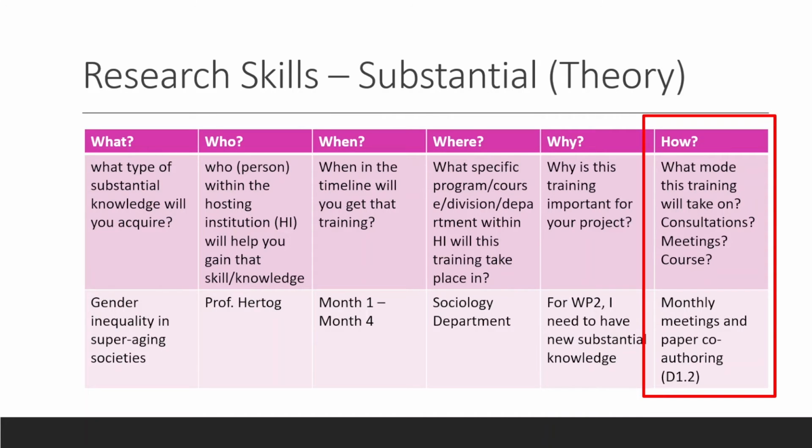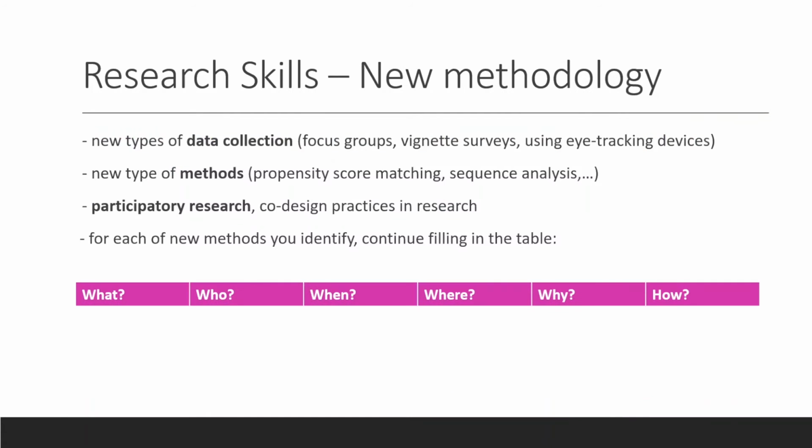Here, you can also mention the deliverable that is associated, if applicable. Some of the new competencies you will acquire could be new methodological skills. In fact, it is very likely that one of the knowledge transfers will be a methodological skill. Each discipline will be different, but consider things like new types of data collection, such as using focus groups, vignette surveys, or using technology like eye tracking devices for research data collection. New types of methods, it can be anything. For example, it could be propensity score matching or sequence analysis.